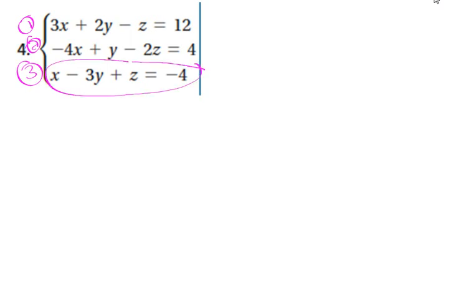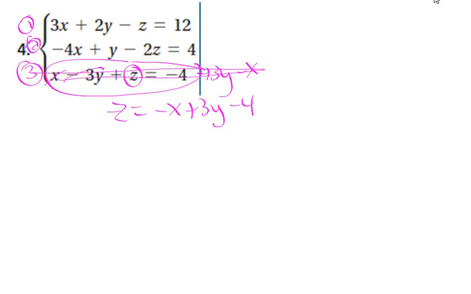And I'll solve for z. Right? So when I do that, I'm going to add 3y to each side and subtract x from each side. So I end up with z equals, we're going to go negative x plus 3y minus 4. So there's our new equation number 3. So we're going to insert this for z.